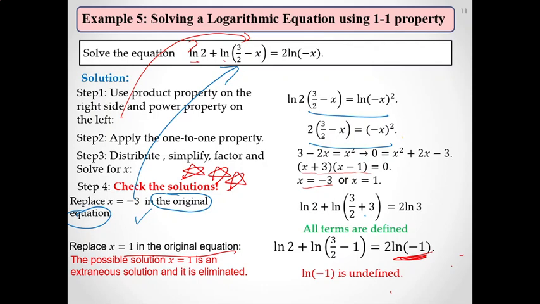So now we eliminate x equal to 1 and we just say the real solution, the only solution, is minus 3.